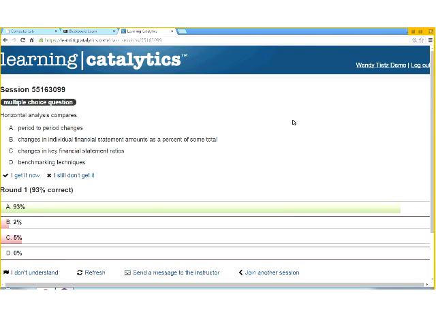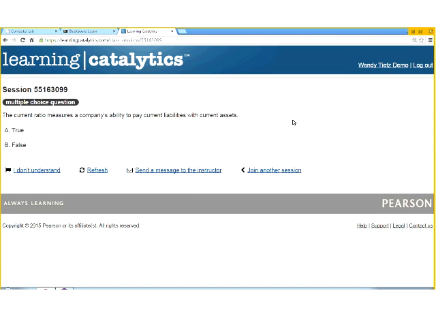Okay, let's see if I do another one here. The current ratio measures a company's ability to pay current liabilities with current assets.